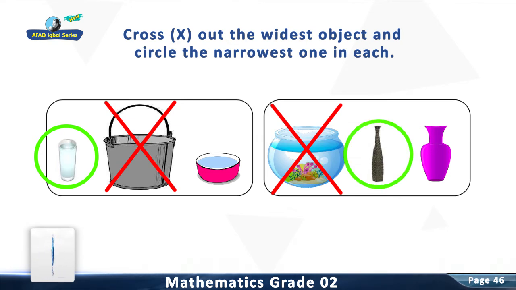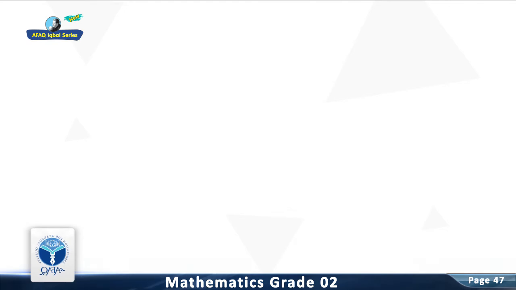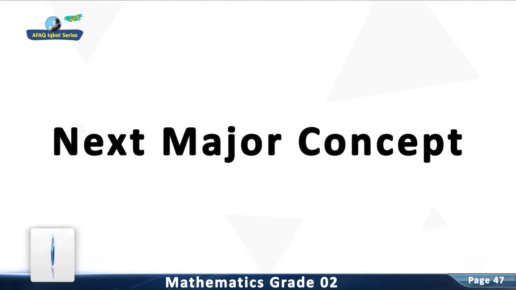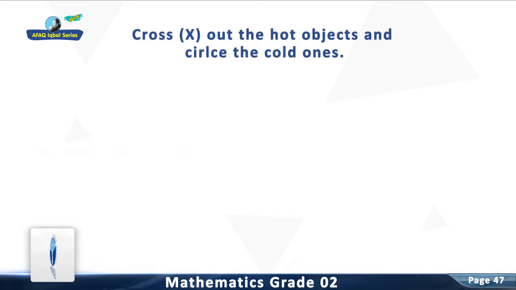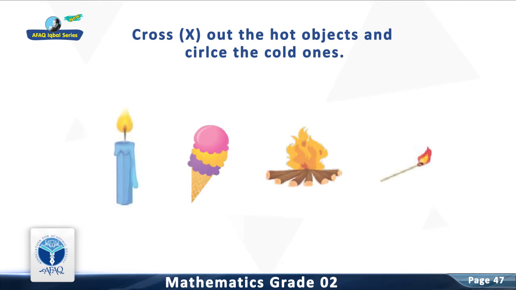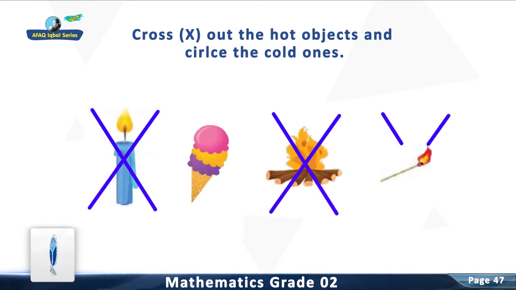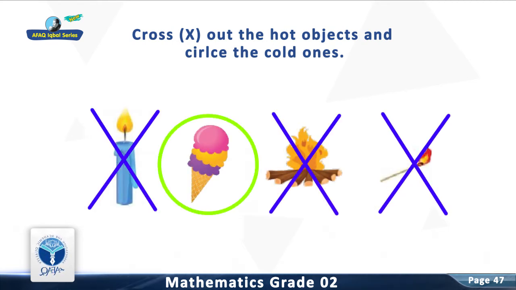Good. Now we move to the next major concept, hot and cold. Resource pack concept: cross out the hot objects and circle the cold ones. Good. The matchstick, wood fire and candle is crossed out and ice cream is circled.